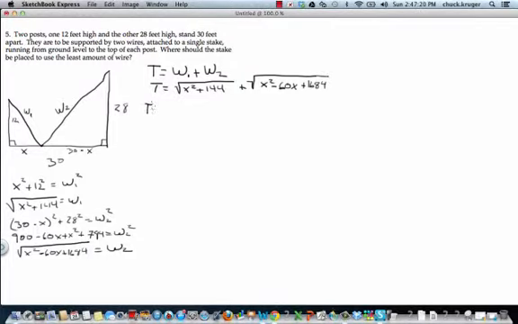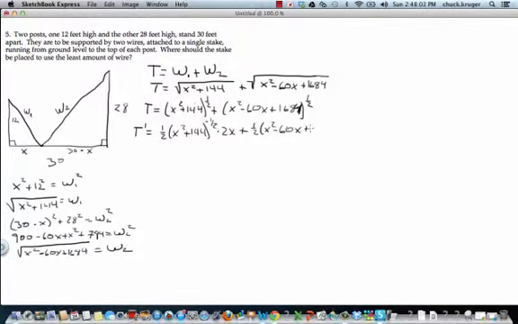Which means I'm going to get it in a form so I can take the derivative of it. It's going to be (x squared plus 144) raised to the 1/2 power plus (x squared minus 60x plus 1684) raised to the 1/2 power. Alright, and so when I take the derivative, I got t prime over here. I'm going to have 1/2 (x squared plus 144) to the negative 1/2 power times 2x, plus 1/2 times (x squared minus 60x plus 1684) to the negative 1/2 power times (2x minus 60).